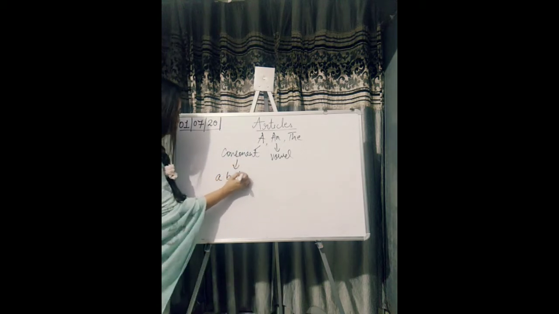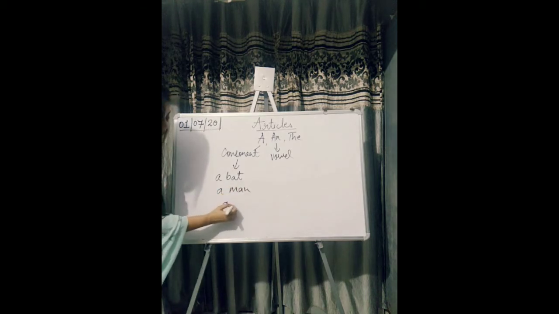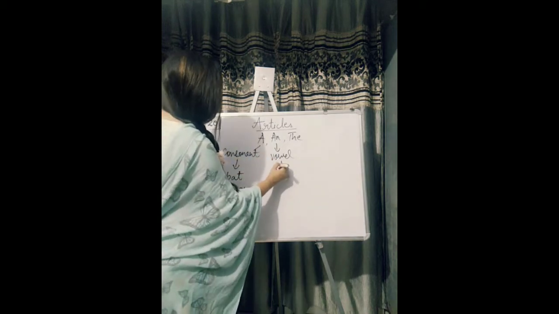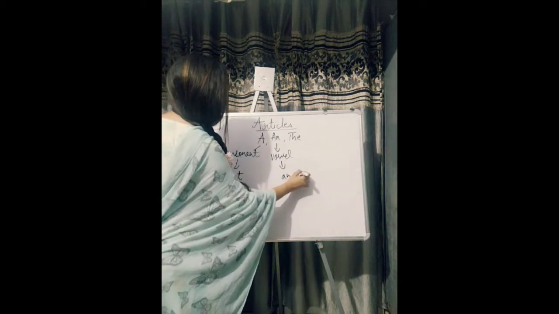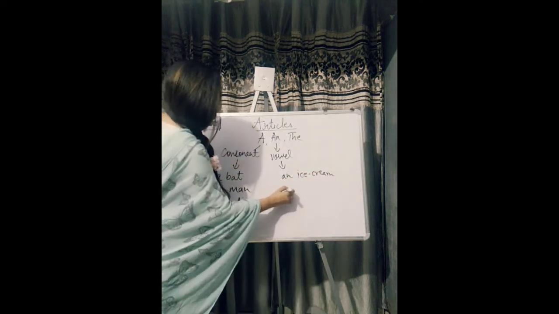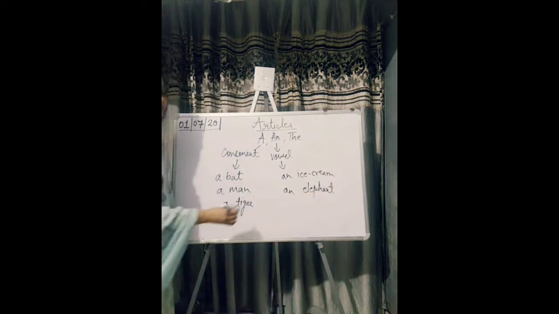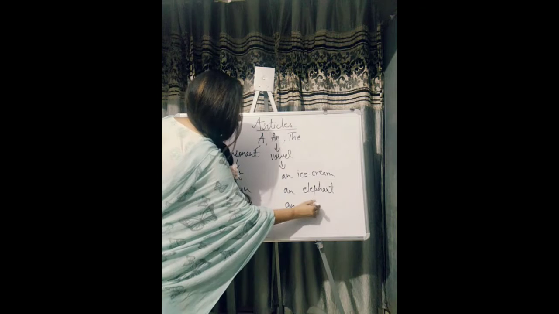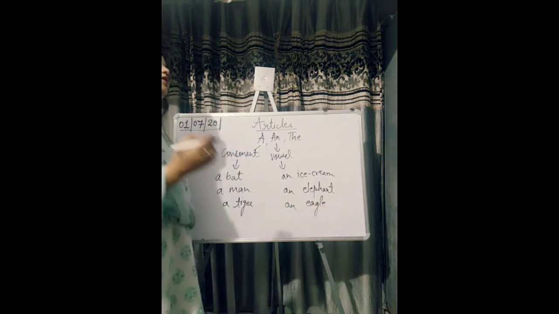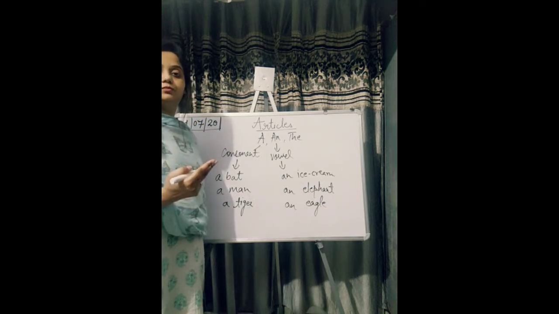a bat, a man, a tiger. Okay. Example, an ice cream, an elephant, an eagle. Okay, so you know that articles are further categorized into two categories.